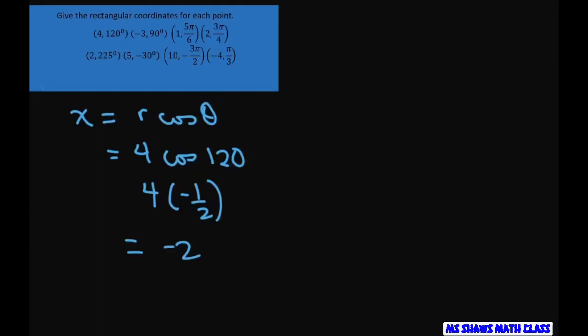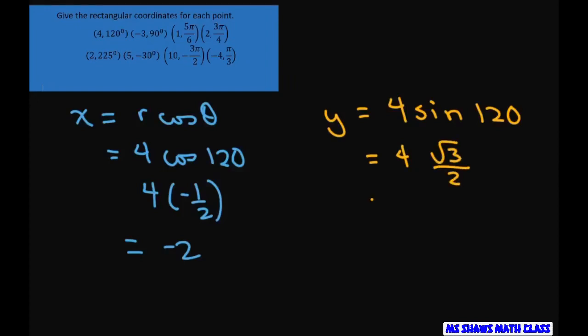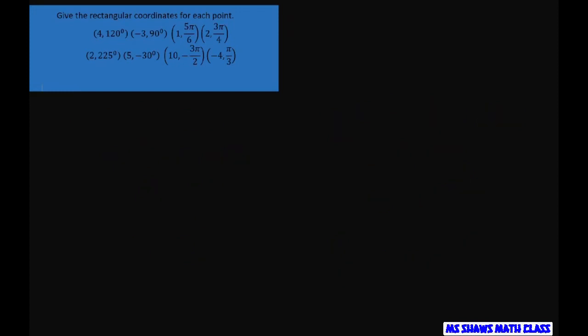And then for your y, you're going to get y equals 4 sine of 120. And that's going to equal 4 times square root of 3 divided by 2, which equals 2 square root of 3. So your ordered pair, your rectangular coordinates, are going to be negative 2, comma 2 square root of 3. Okay, so for the next one, we're doing this one.